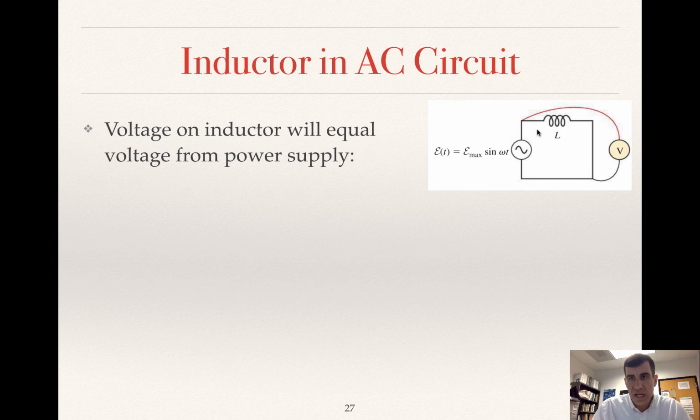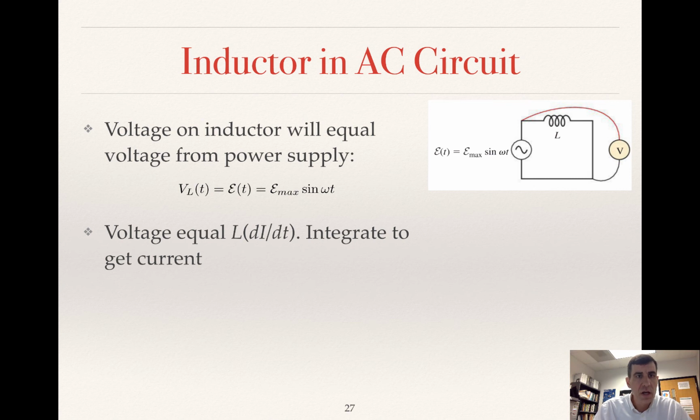So, take an AC power source and attach it to a coil, an inductor. Of course, just like before, we can use Kirchhoff's loop rule, and the voltage drop on the inductor has to be equal to the voltage from the AC power source, which means the voltage on the inductor as a function of time has to be whatever the max voltage is times sine omega t.